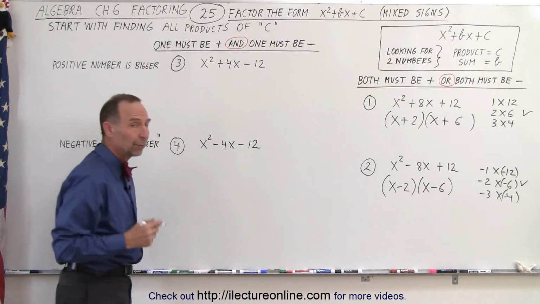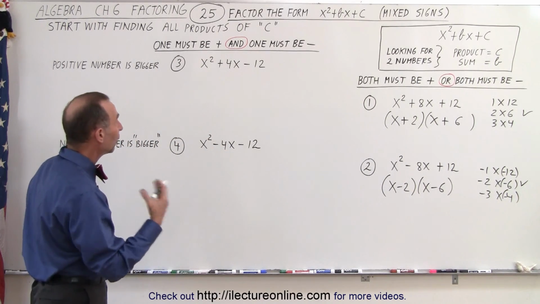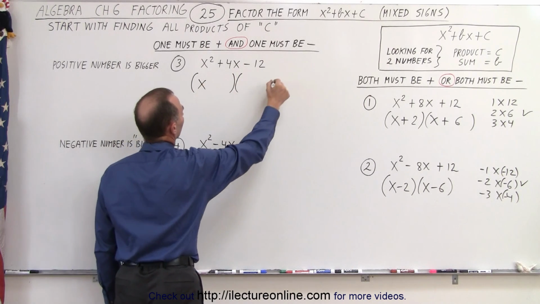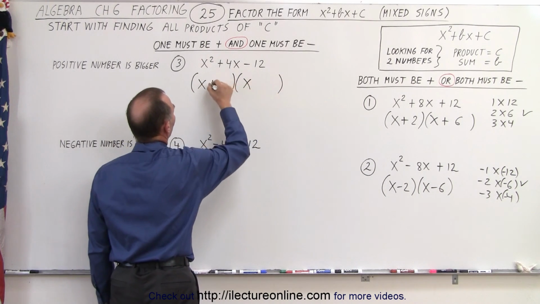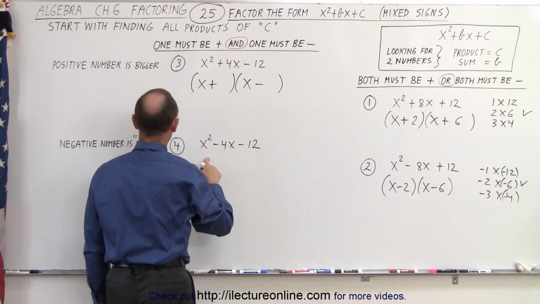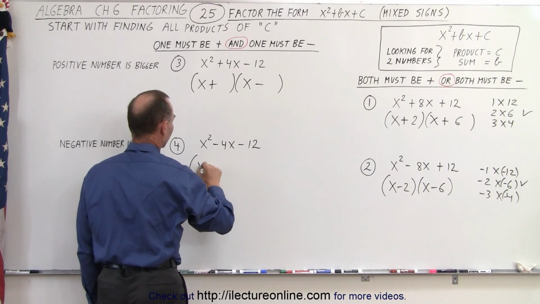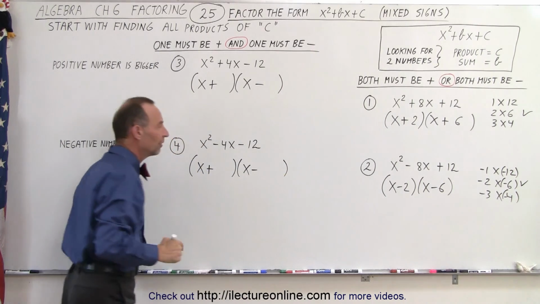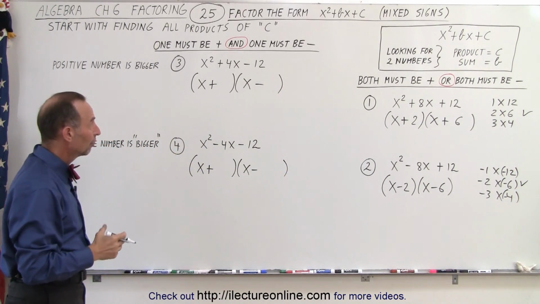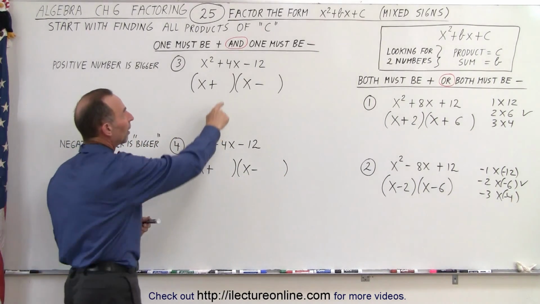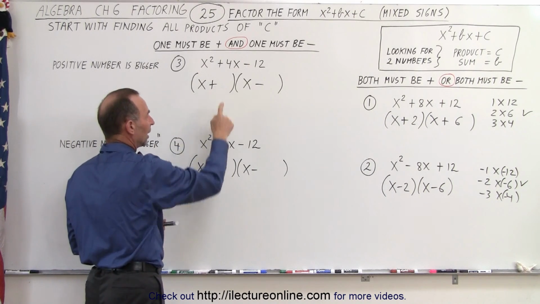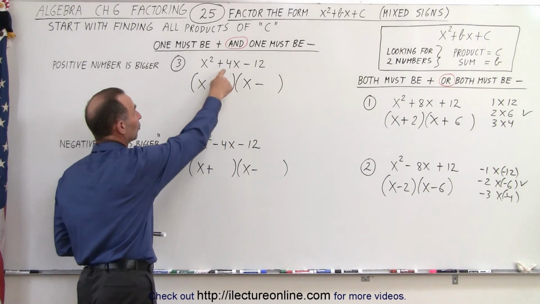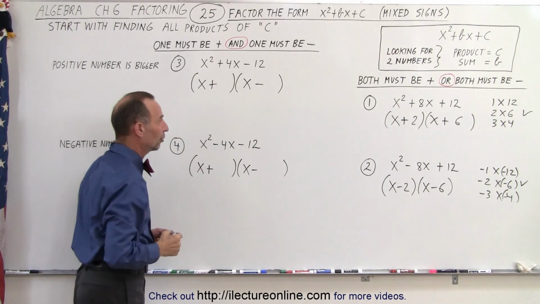Coming over here, I realize that one must be positive and one must be negative. So this is going to look like this: 1 positive, 1 negative. Over here, notice that again, x plus and x minus, 1 must be positive and 1 must be negative. But in this case, the positive one must be the biggest of the 2, and here the negative one must be the biggest of the 2, and the difference between the 2 numbers should be 4, the middle term.